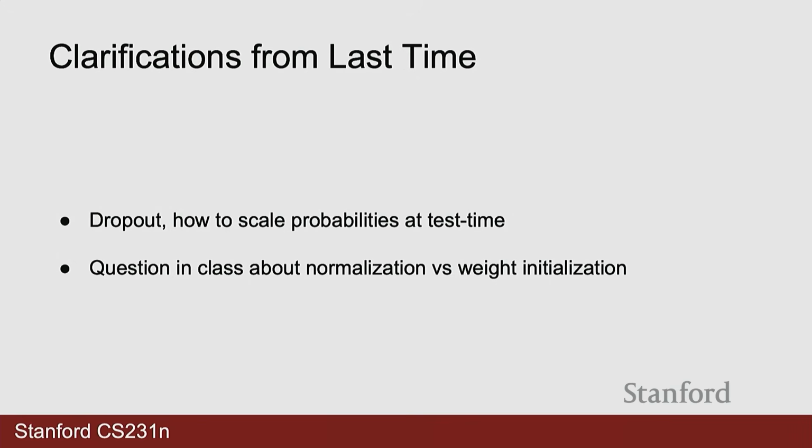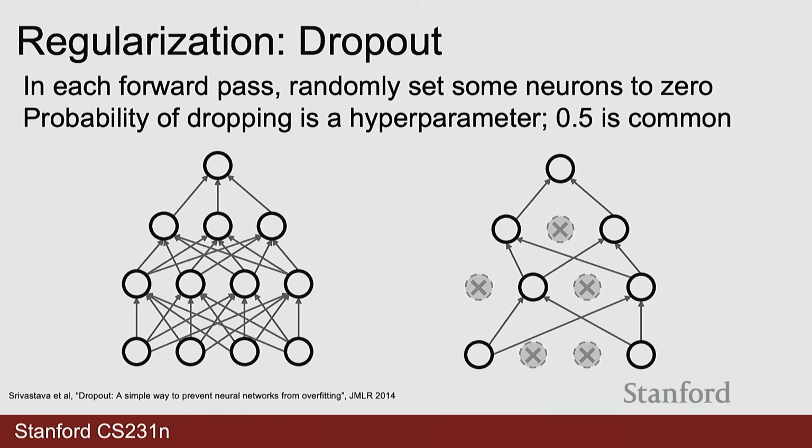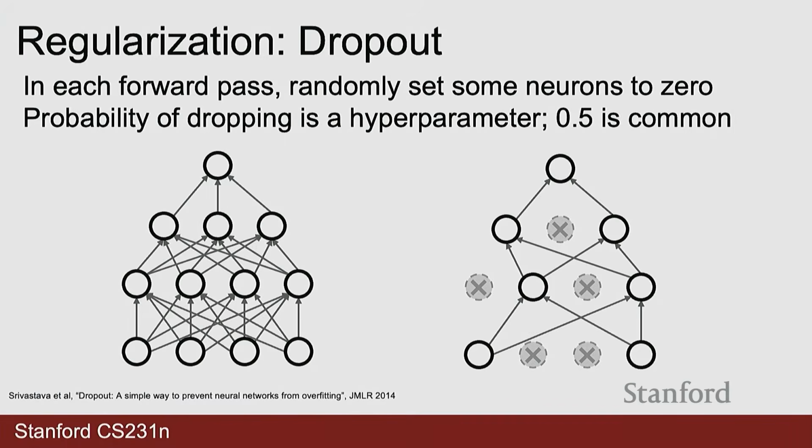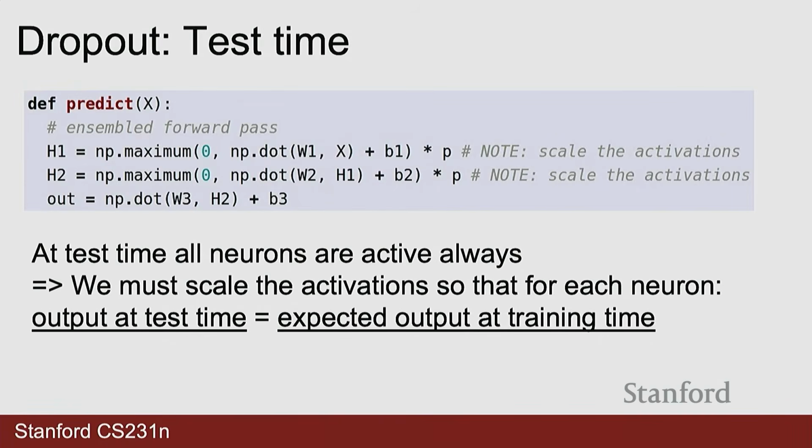I think when describing dropout, how to scale probabilities at test time, there was a bit of confusion during lecture. Basically, what I said in the slide had a sort of mismatch. In each forward pass for dropout, we have this hyperparameter P, which is either the amount of neurons you're dropping out, or the amount of neurons that you're keeping, depending on which implementation of dropout you're using. Generally, it's the number you drop out. So in most libraries, that's what P means.